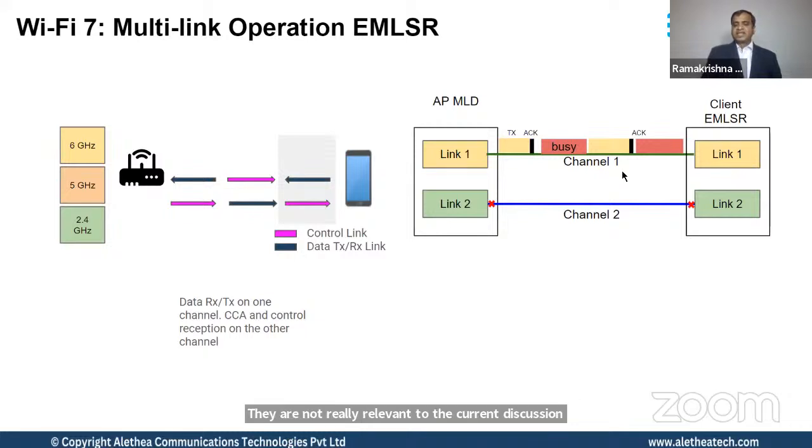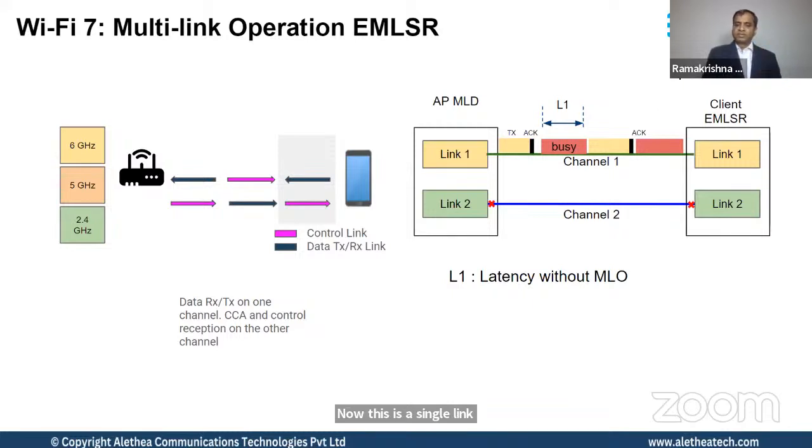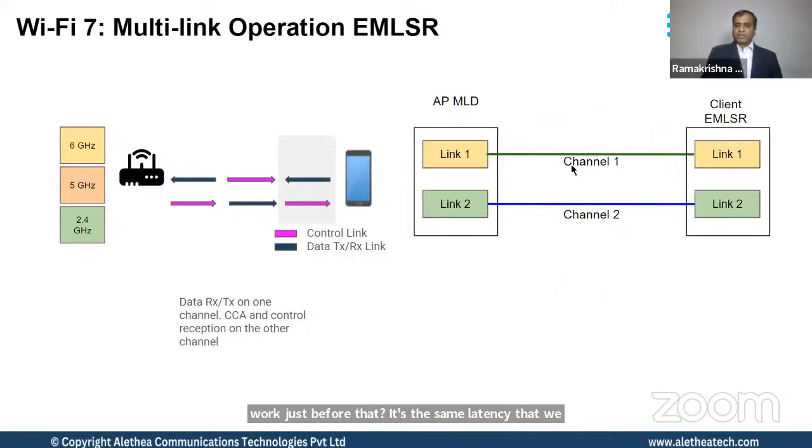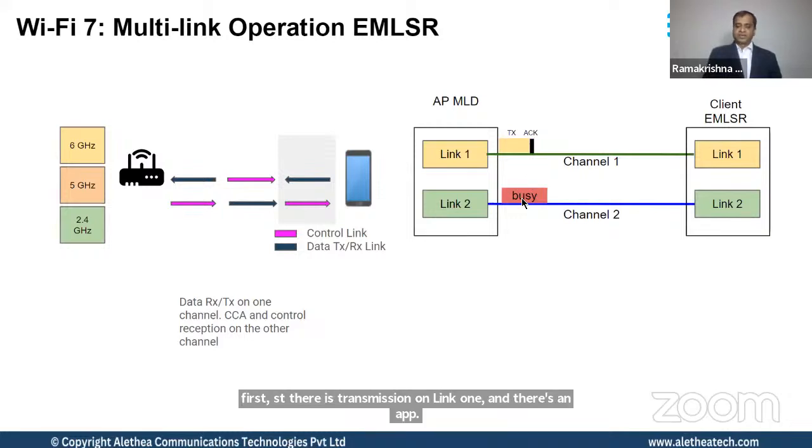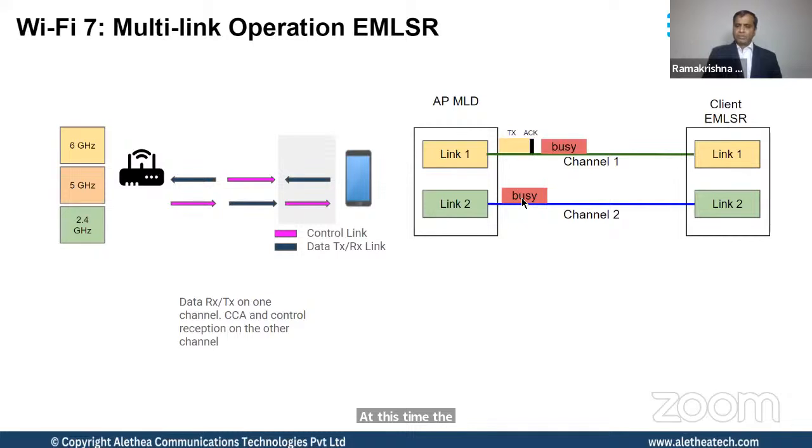Now, this is a single link case. How does the two link case work? Just before that, it's the same latency that we have been showing in all the other slides. So you have the two link case. First, there is transmission on link 1, and there's an ACK. At this time, channel 2 was busy, so nothing much to do. Now, channel 1 has got busy, but channel 2 is idle because the busyness got over here.